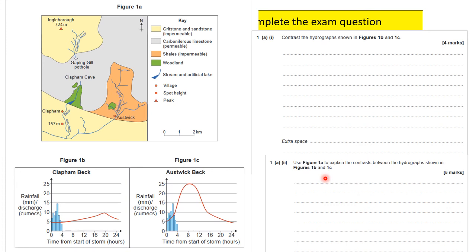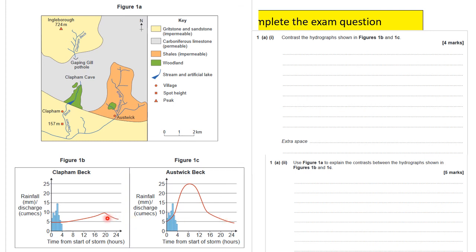So one's asking you basically to spot the difference, and the other is asking you to explain those differences. In terms of differences, the obvious thing here is to think about the lag time. Slow onset. If you have a look here, peak rainfall is at 2 hours, peak discharge at about 20, so there's an 18-hour lag there. Over here, same peak rainfall, but this time peak discharge is at about 8. It's about 6 hours. So much more flashy discharge.